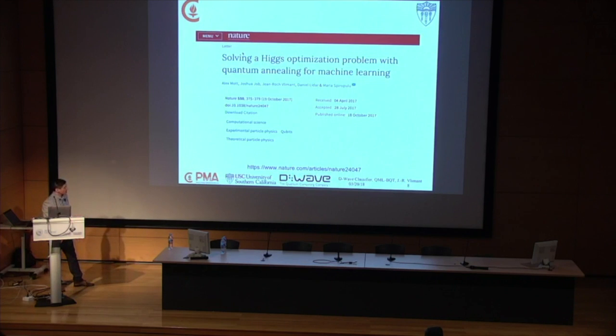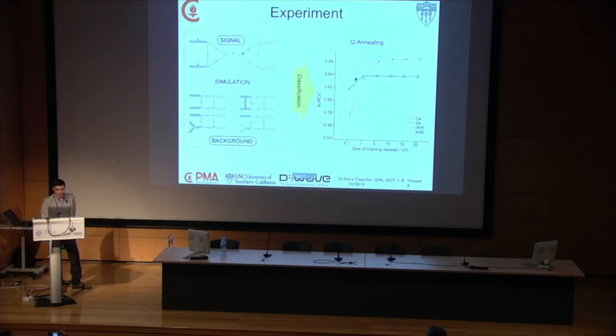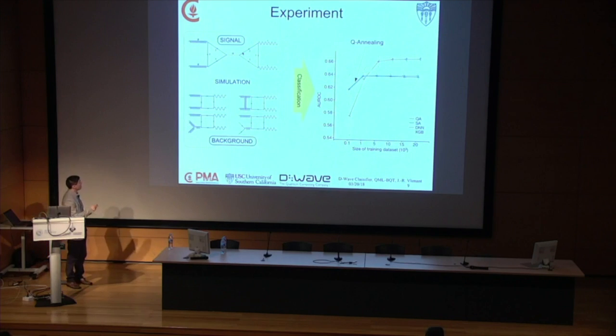Now, this is essentially the paper that we've put in Nature with Professor Spiropoulou, who's at Caltech, Daniel, a professor at USC, Josh, who's a postdoc at USC, Alex, who's now an engineer at DeepMind. And we're solving this Higgs optimization problem, or a Higgs optimization problem, with quantum annealing on the D-Wave. And in a nutshell, this is the experiment where we have simulated the sample of Higgs to gamma-gamma production with a large background simulated. And we run this through actually four types of machine learning, one that involves quantum annealing, one that involves simulated annealing to compare to, and then one with deep neural nets, and one with boosted decision trees as a comparison. And I'll come back to this at the end of this presentation.